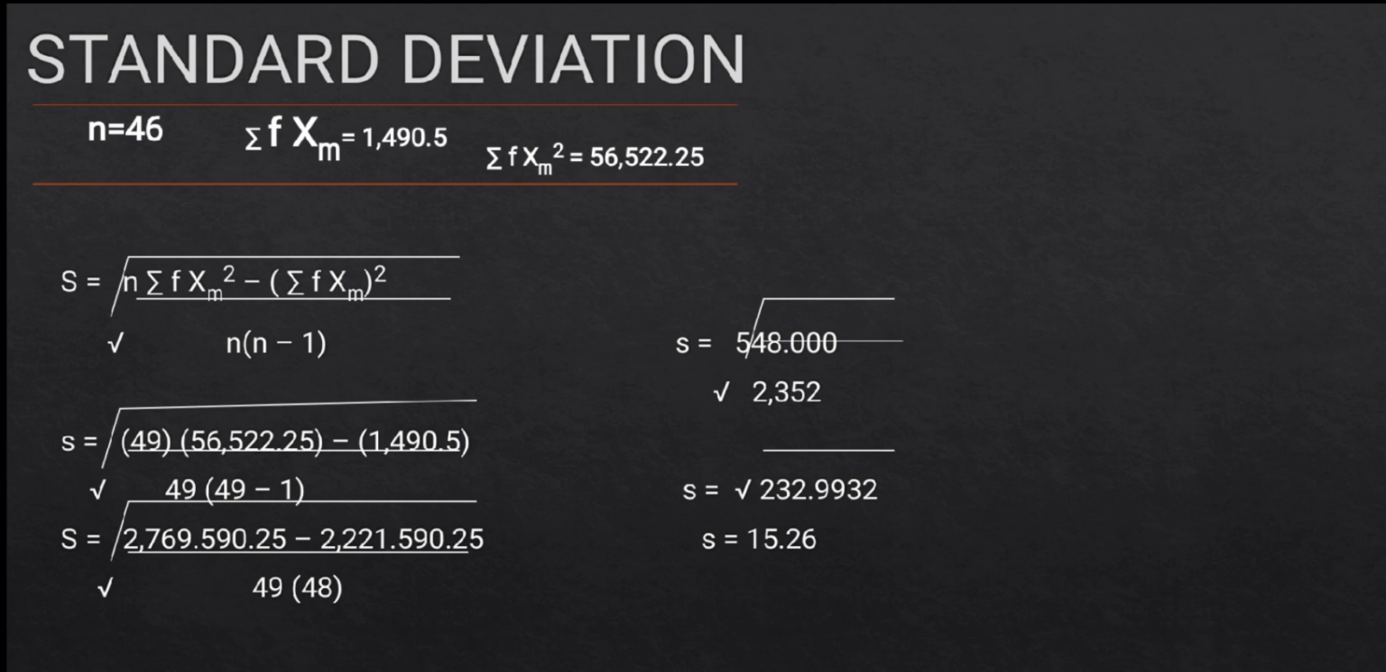Substitute the numbers we have in our table into the formula and we can proceed with simplification. Once we are done with simplifying the equation, we should have 15.26 as our standard deviation.